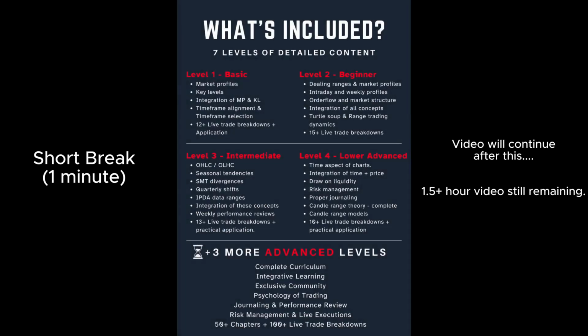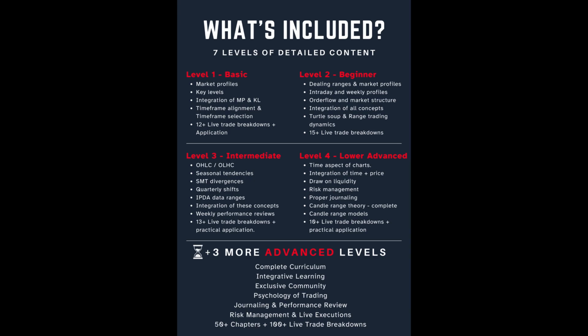And right here, you can see the details of CPI and what's included in it. It'll contain 7 levels of detailed content about every single aspect of trading, analysis, or execution, right? You can see the 4 levels right here in the content included in it. There are also 3 more advanced levels worth of content along with it that is secret for now. It's a complete curriculum and you won't ever need anything else apart from it.